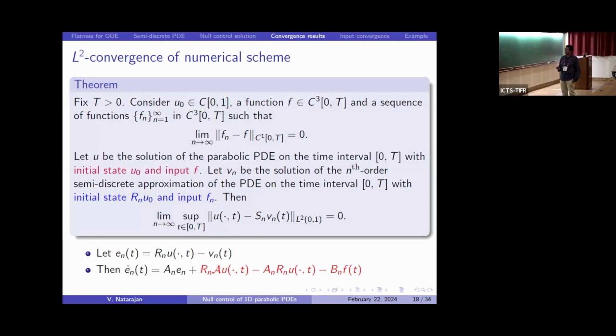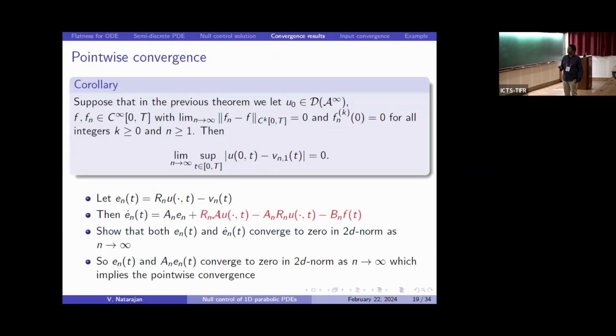This is L2 convergence of the solution. The next one is point-wise convergence. So we put additional regularity on the input and the initial state, and then we can claim that there is point-wise convergence. The reason we are interested in point-wise convergence is, see, v_n1 is our flat output. And at some point, we'll see that we are taking the limit of the flat output. We want to see if it's converging anywhere. So this is important to establish. Okay, point-wise convergence of the flat output v_n1 to the value of u at 0.